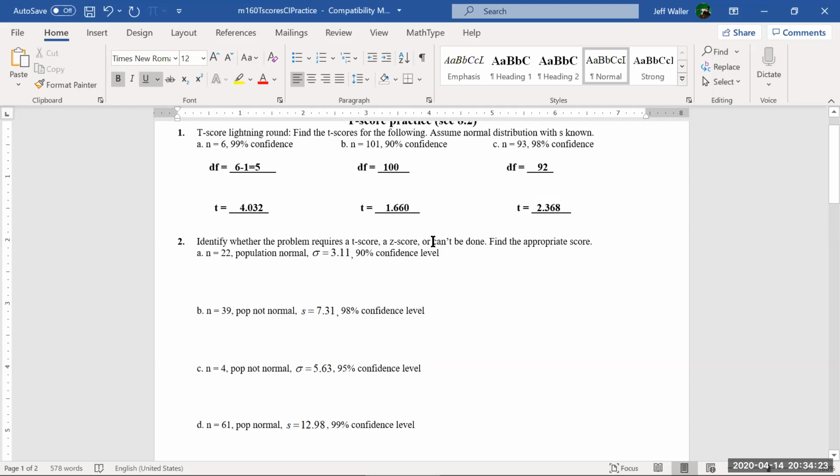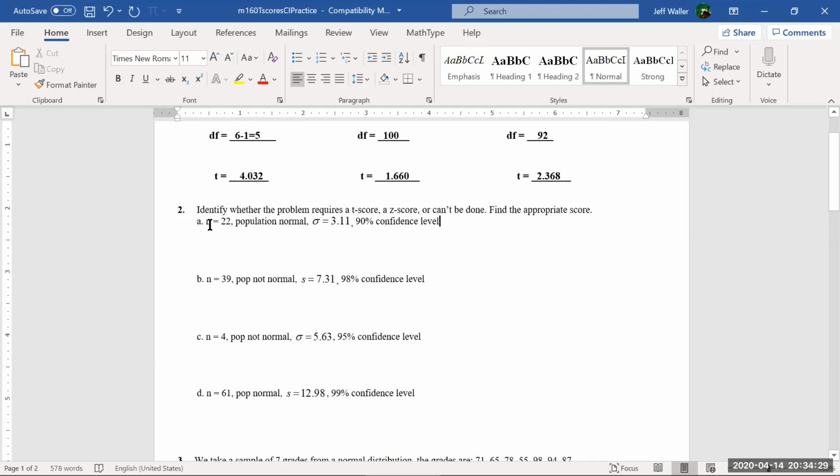This one now, let's do this first. Which one of these cannot be done? Let's identify that one first. This has got too small of a sample, but it's normal, so I don't need a sample of greater than 30. I can have anything. This one, it's not normal, but the sample size is big enough, right? This one is not normal, and the sample size isn't big enough. So part C, let me do that one in red. Part C can't be done.